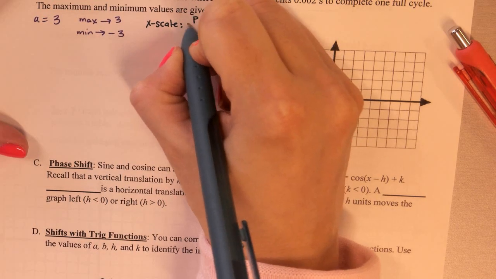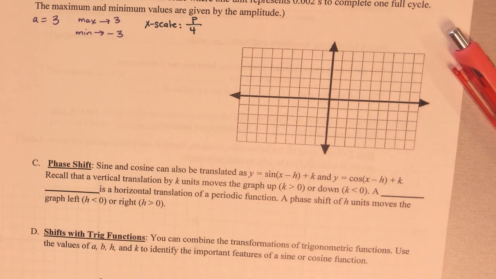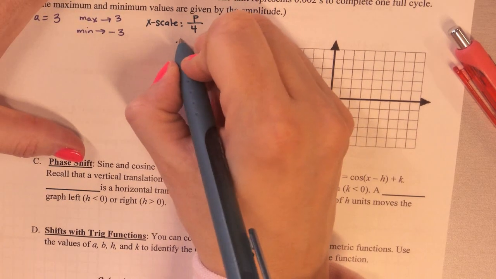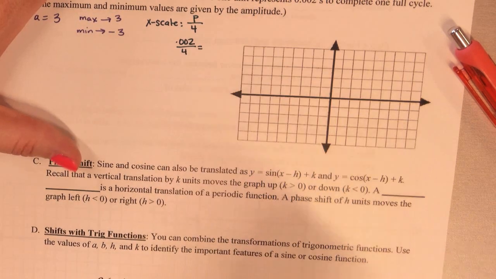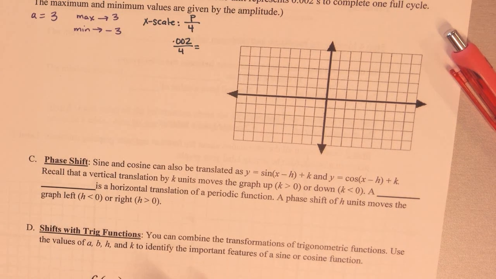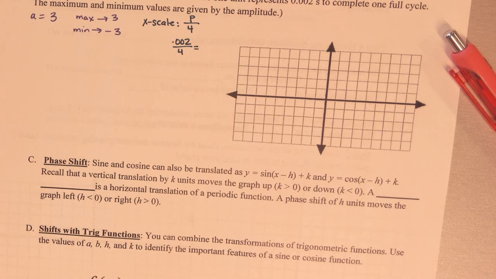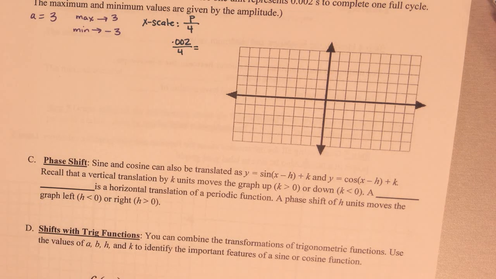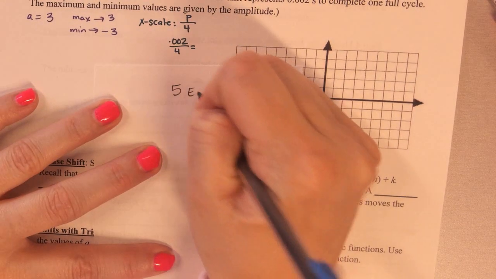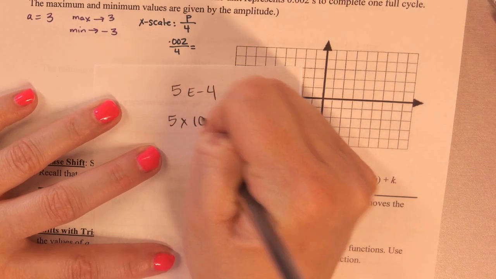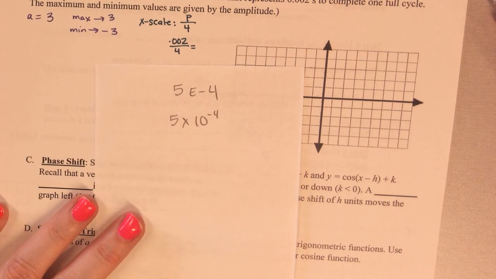Okay, so yesterday we talked about how you do the period over 4. So if we did 0.002 over 4, what do you guys get in your calculator? What do you get? Yeah, it says 5e to the -4, right? So, do we understand that 5e to the -4 means 5 times 10 to the -4? What does that look like as a number?